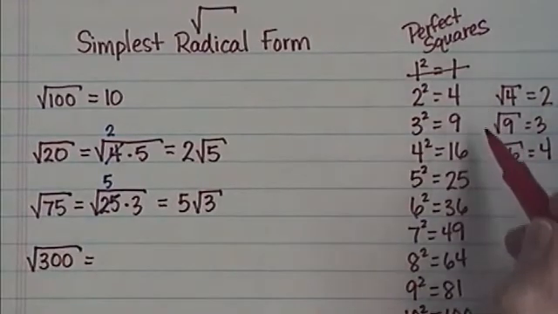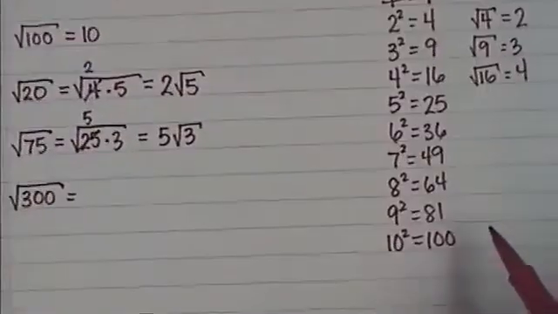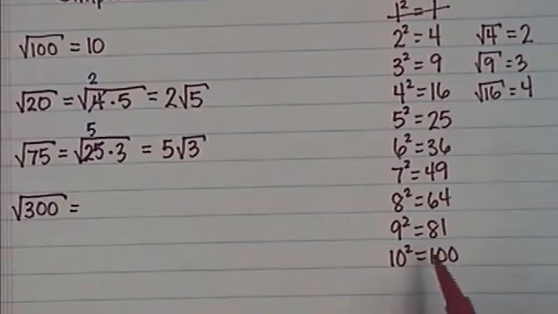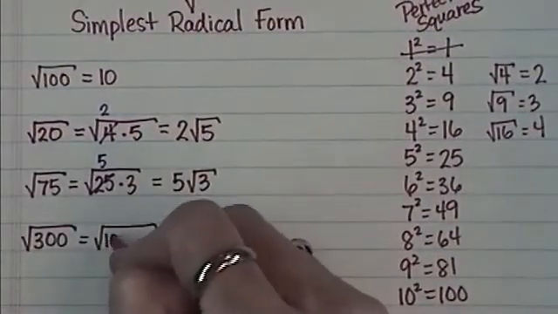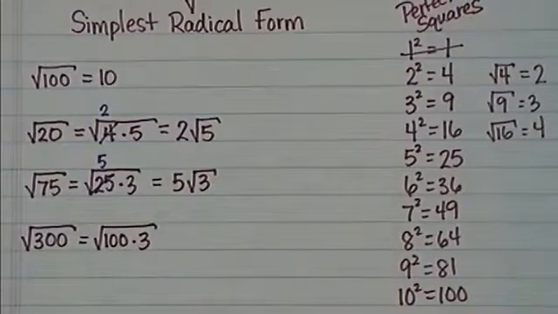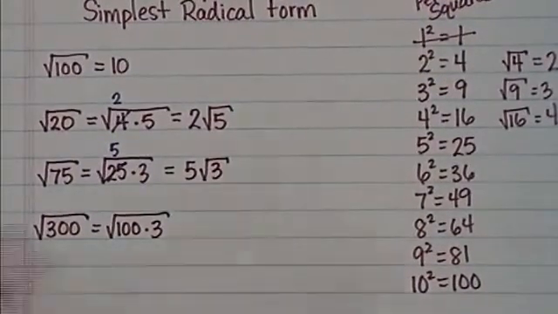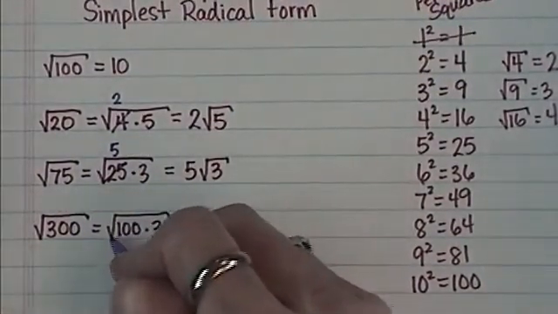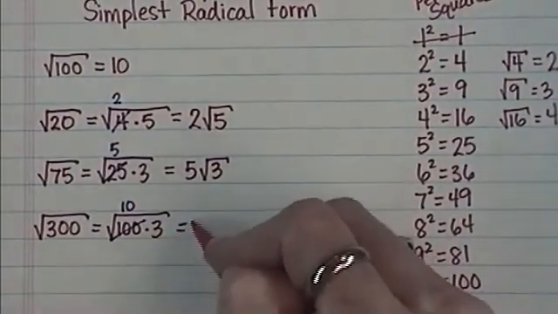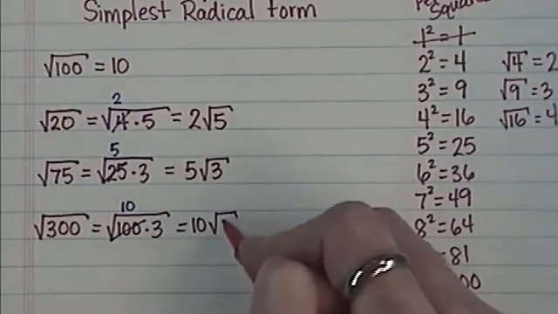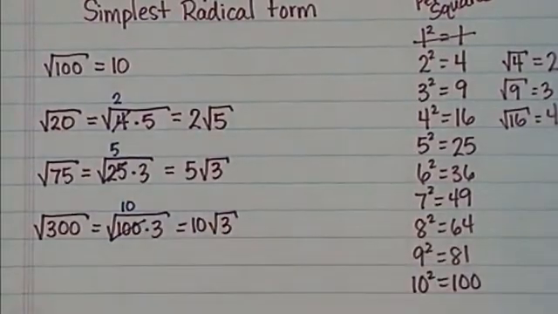Okay, go down through that list. Do you see a perfect square that will work? There it is, right there. So we're going to rewrite this as 100 times 3. The square root of 100 is 10. 10 is on the outside, 3 is on the inside. You're done. 10 radical 3.